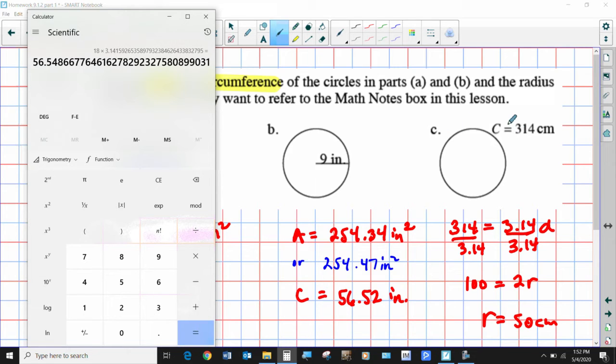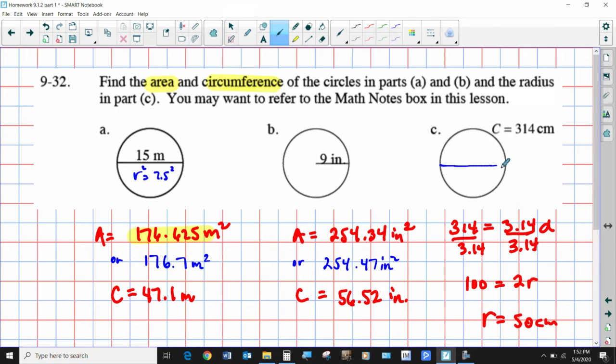For problem C, this is the reverse of what we were doing before, wasn't it? Or maybe not. Having a circumference of 314 centimeters is nice because we know we multiply pi times diameter to give you 314. So you might as well just use the 3.14 rounded off version of pi here. And you take 314 and divide it by 3.14, and you're going to get 100. So the diameter is 100 centimeters, which means that the radius has to be 50 centimeters.